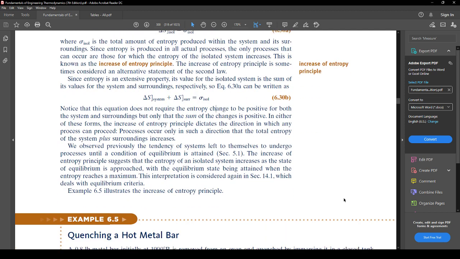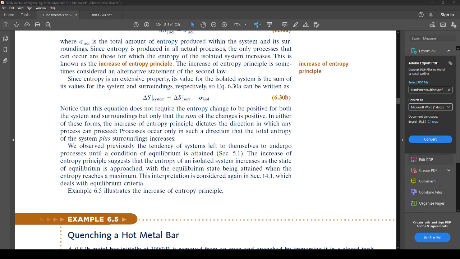And then it says, notice that this equation does not require the entropy change to be positive for both the system and the surroundings, but only that the sum of the changes is positive. In either of these forms, the increase of entropy principle dictates the direction in which any process can proceed. Processes occur only in such a direction that the total entropy of the system plus the surroundings increases.